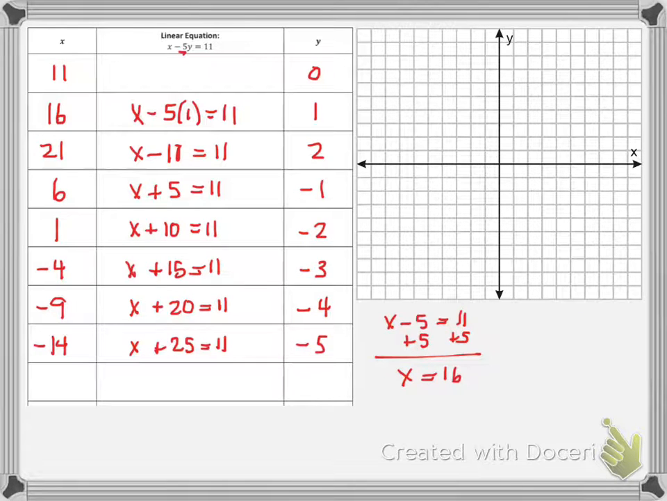And we can maybe do one more. Let's put a negative 6 in there. X plus 30 equals 11. Subtract 30 from both sides, and I get a negative 19. All right, so we got some bigger x values and smaller x values, a wide range. And let's plot them and see what we get.